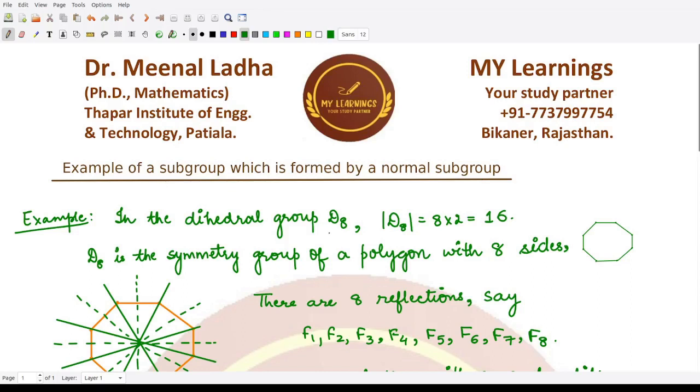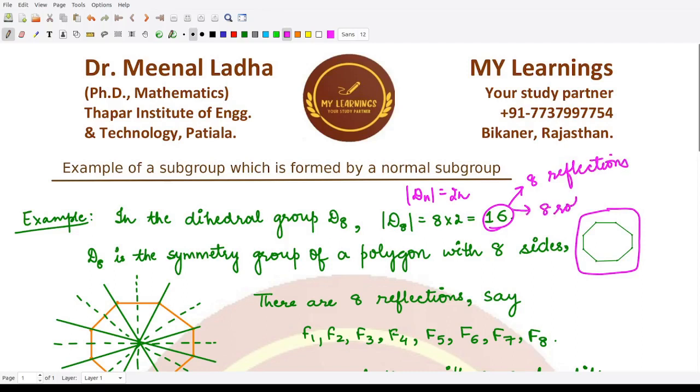Now, what is the order of this group? The order of Dn is 2n, right? So the order of D8 is 16. Here, this is basically the symmetry group of a polygon having 8 sides, right? Apart from that, in the 16 elements, we have 8 elements which are reflections and 8 elements which are rotations, right? So what are those?